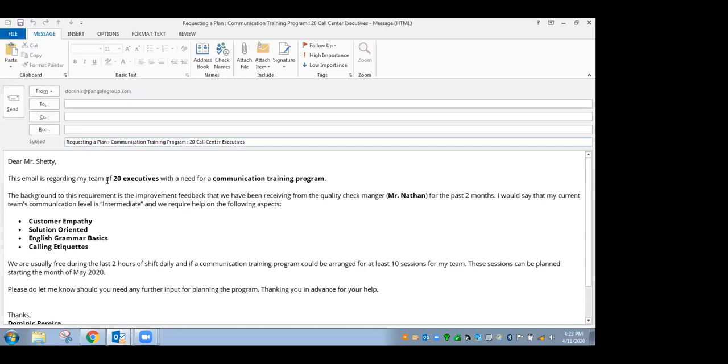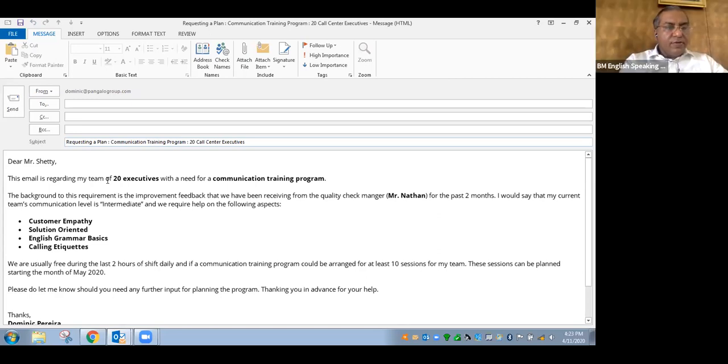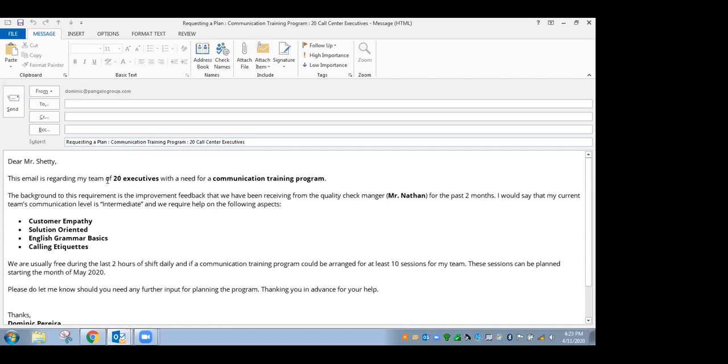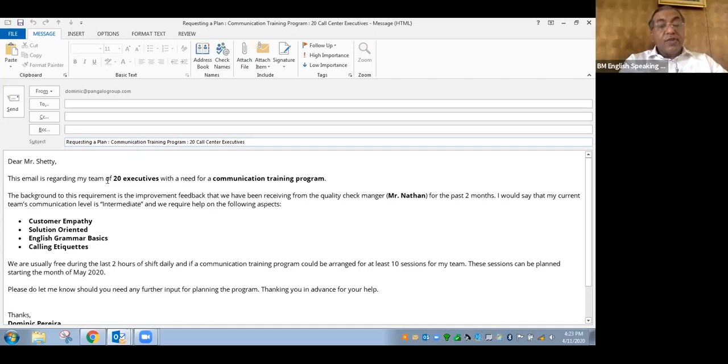All right, then I've defined these. I've just made these up, so they may not be even accurate. Then I'm also defining our availability, to help him with the plan, to say we're usually free during the last 2 hours of the shift daily. Excellent. See, now this is called empathy, where you've understood what kind of questions the training manager would have, and you've preempted them and included that in your first email itself, so that the back and forth of that email doesn't happen. I'm sure everybody's observing that.